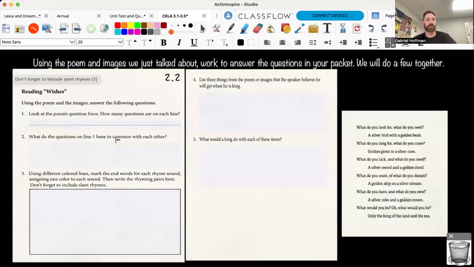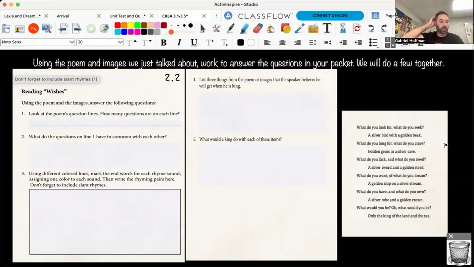Next up, you're going to answer some questions using the poem Reading Wishes. Number one says, look at the poem's question lines. How many questions are on each line? For example, the first line is right here. What do you look for? What do you seek? It's asking how many questions are in that one line. Then the next line, what do you long for? What do you crave? How many questions are in that one line?